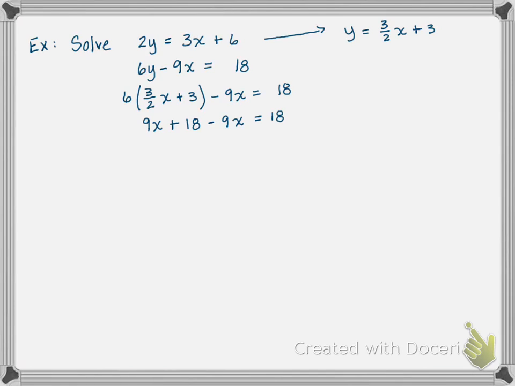So again, 9x minus 9x is just 0. So we end up with 18 equals 18. And so we have infinitely many solutions, because 18 is always equal to 18. Good stuff.